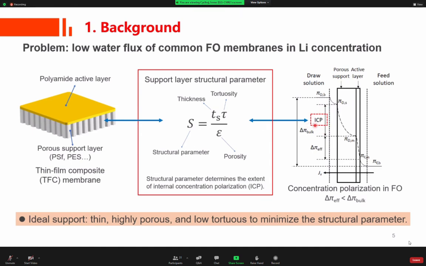Internal concentration polarization reduces the osmotic pressure difference across the active layer and therefore reduces the water flux. Ideal support layers should be thin, highly porous, and low tortuosity to minimize the structural parameter.